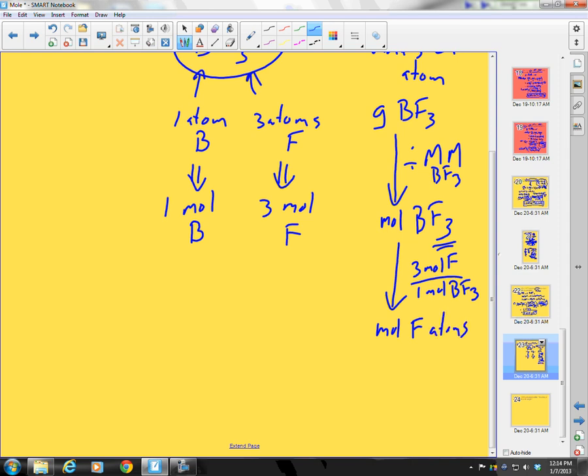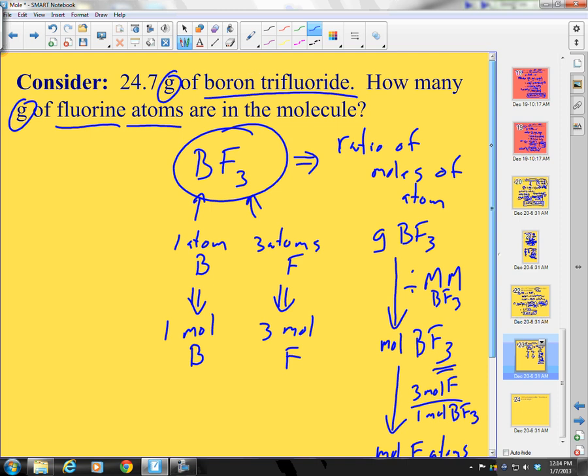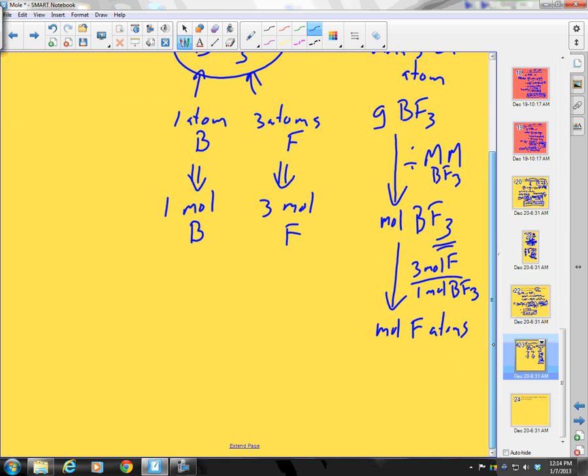Now how do I go from moles of fluorine atoms to grams of fluorine atoms? Because I need to get grams of fluorine atoms. How do I go from moles to grams? Well, I'm going to multiply this by the molar mass of 1 fluorine, because we're talking about fluorine atoms. And that will give me grams of fluorine atoms. You guys got that? That's the thought process. Are you ready to work it out?